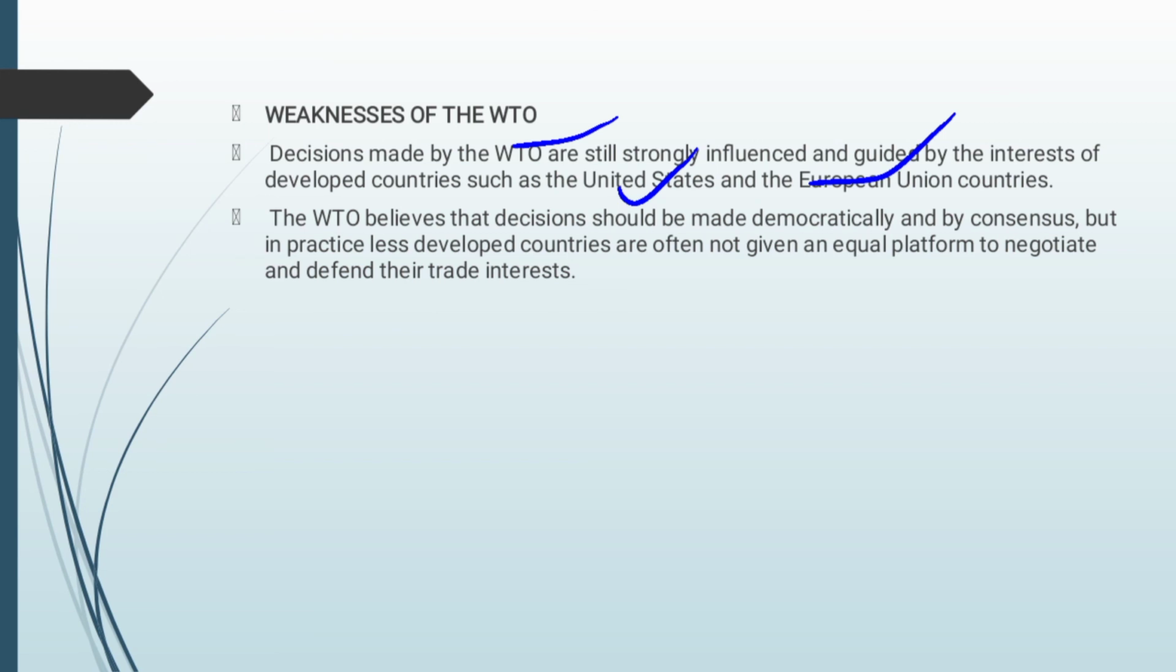We have talked about trade, which is the buying and selling of goods and services. Then we have also learned about the World Trade Organization, which is an organization responsible for regulating trade between different countries.